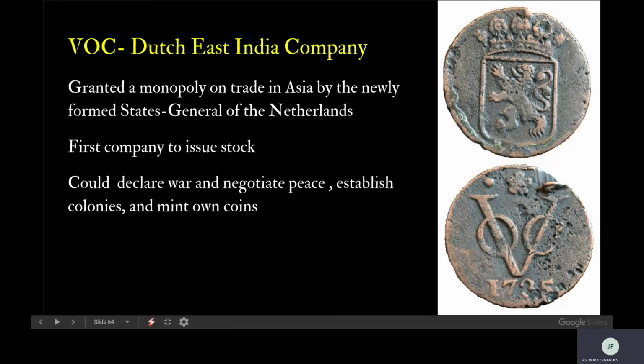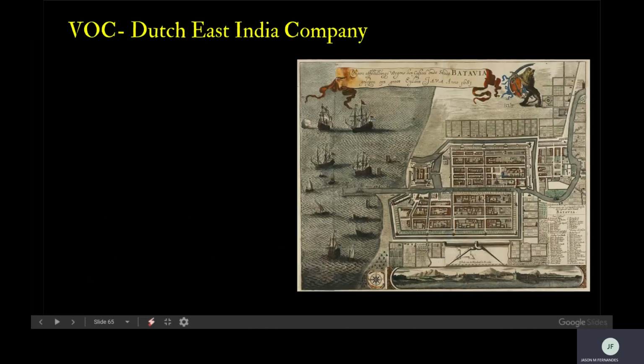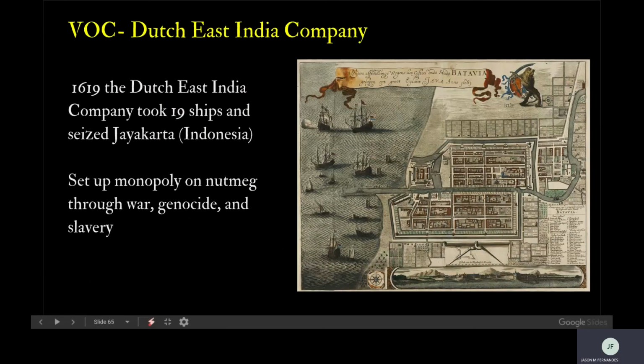That's the whole idea. So you look at a place like Indonesia, and we take a look at what they did to make money there for their investors, and it's really horrible. We did some readings on this, where they're going to set up this monopoly on nutmeg essentially through war, genocide, and slavery. You have some readings on that, so if you go back through your binder, you should be able to find those and see how this plays out. Because again, it's about paying your investors back.